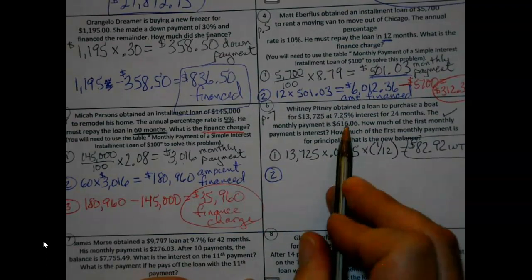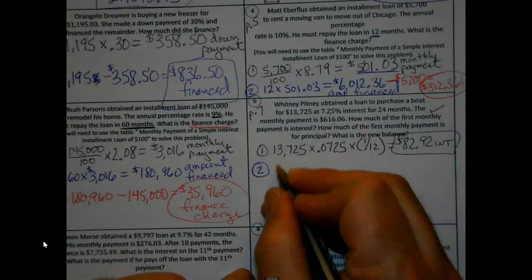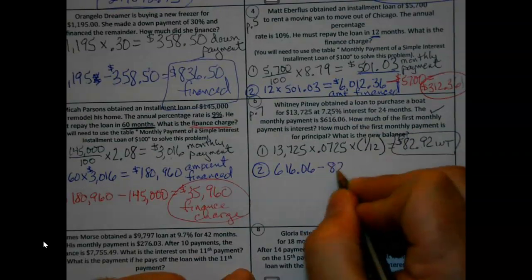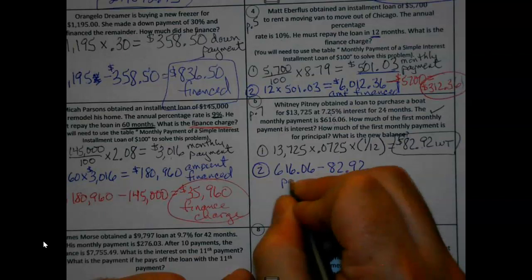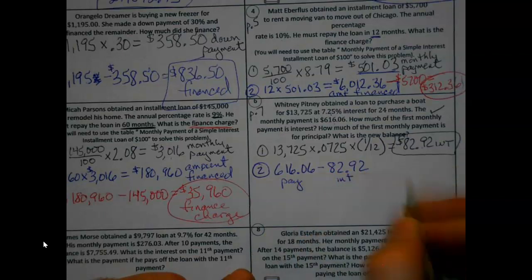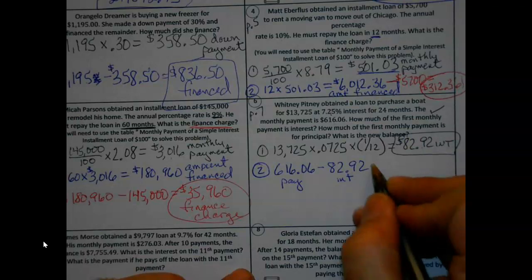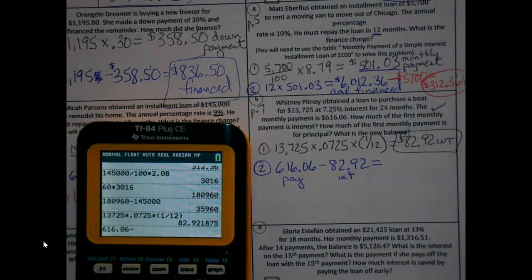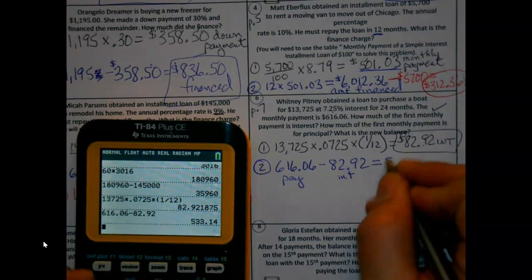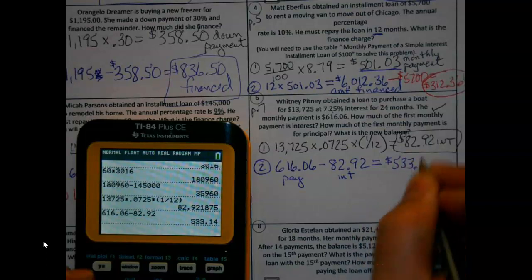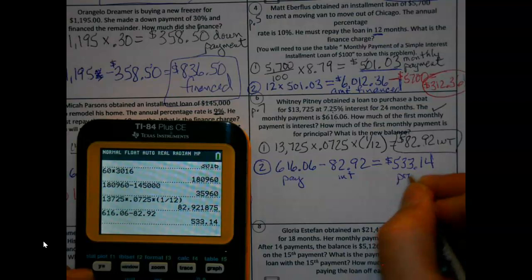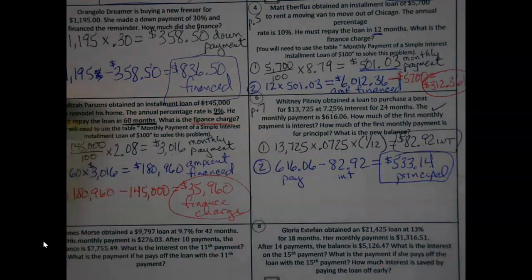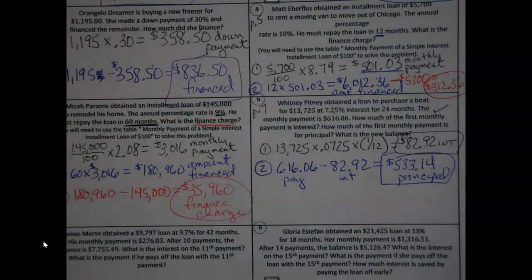Okay. There's my monthly payment. So I paid $616.06. $82.92 of that was interest. If I subtract those, a majority of it was for principal, thank goodness.